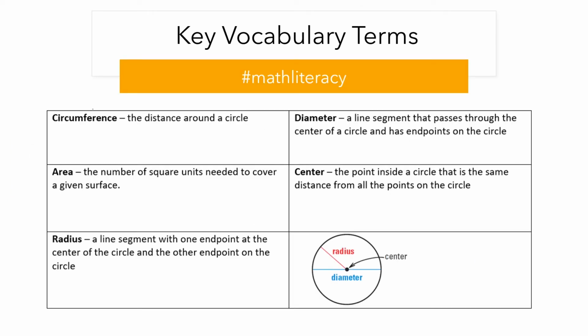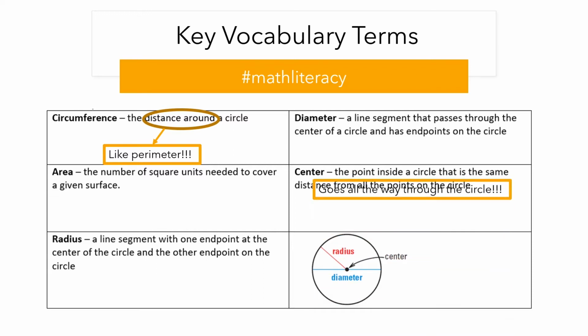As we think about circles, we've got a lot of key vocabulary. So circumference. Our circumference is our distance around a circle. So when I think of the distance around something, I usually think of perimeter. So you can think of the circumference as the perimeter of a circle. It just uses a different vocabulary word.